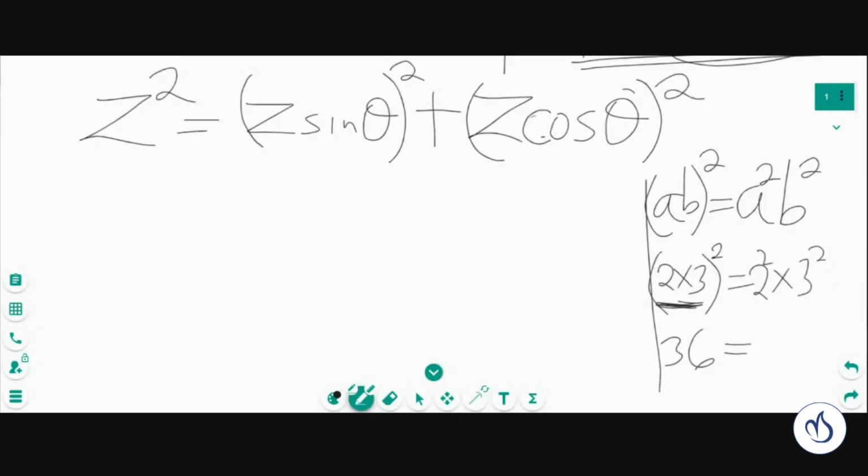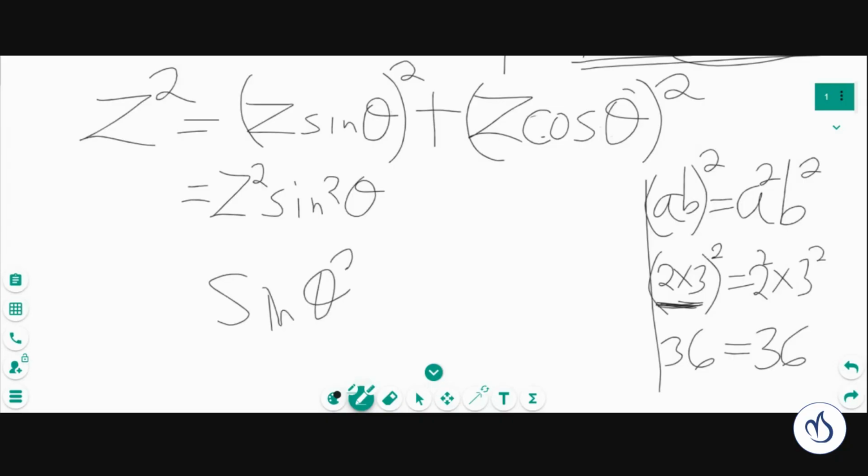That will also give you what? 36. Yeah. So if I have z sine theta squared, I am free to call this z squared sine squared theta. Okay. Now, in trigonometry, when we are writing the square on the angles, we don't say sine theta squared. If you say sine theta squared, it would mean it's the angle only which is squared.